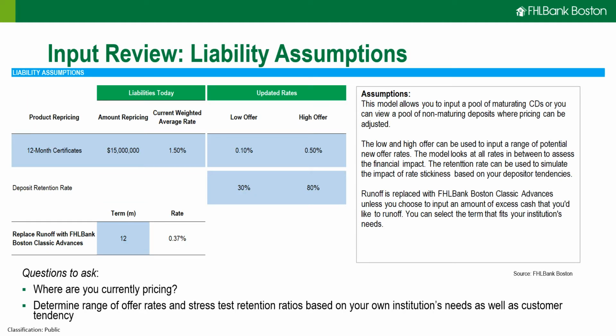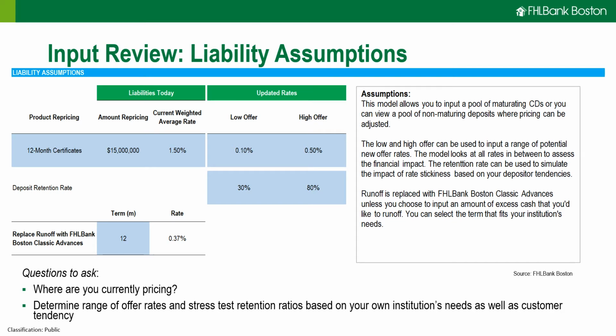Next, we're going to look at key assumptions that go into liability pricing. First, we need to determine a pool of deposits that will be repricing in the near term. In this case, we're looking at 12-month CDs. It's a $15 million pool with a weighted average rate of 1.5%. Next, we need to determine how we will price the maturing CDs.